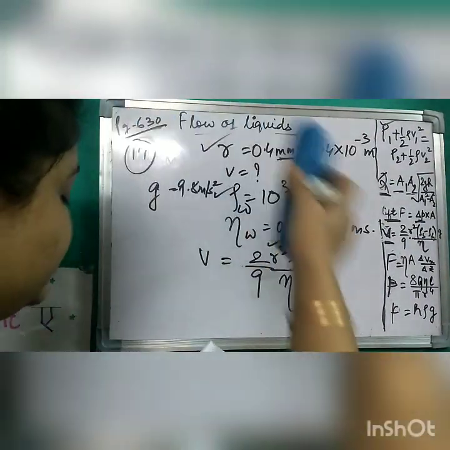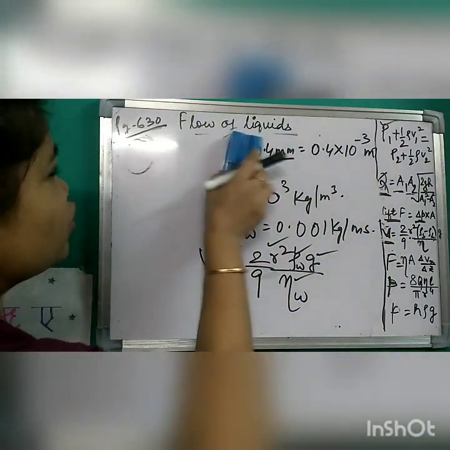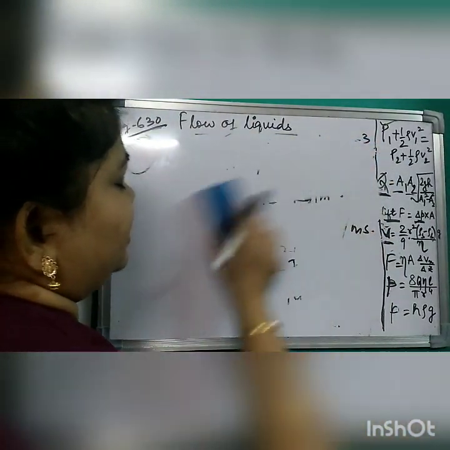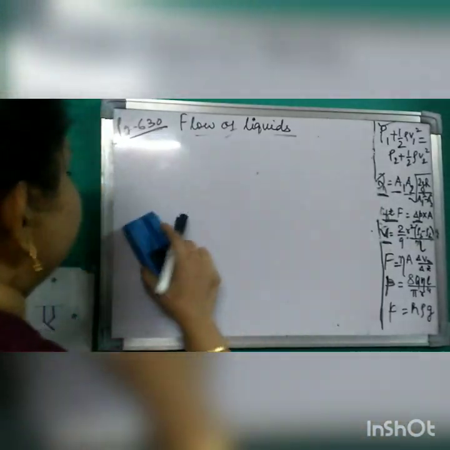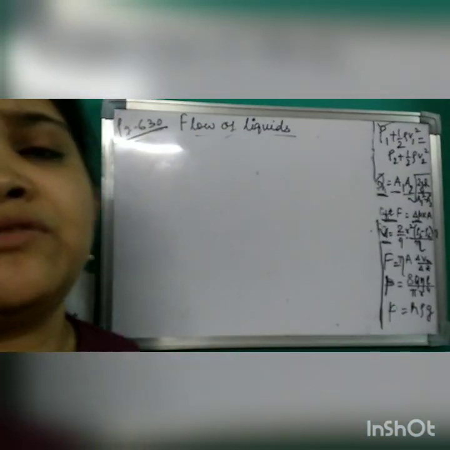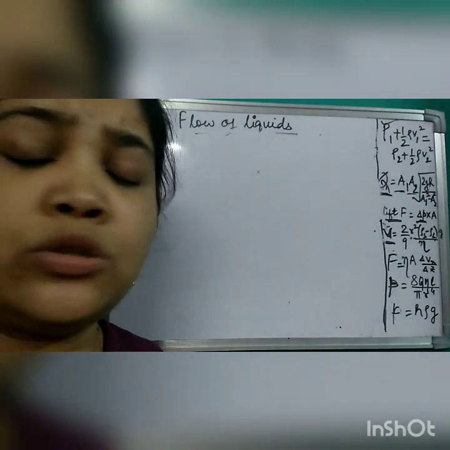Now let us do sum number 18. You see all these sums are based on terminal velocity. If you know the terminal velocity sum and you can identify which is the solid and which is the liquid, you can easily do the sum. Next, sum number 18. It is also based on terminal velocity, but there is a twist in the tail.